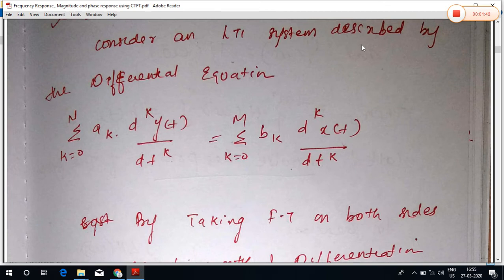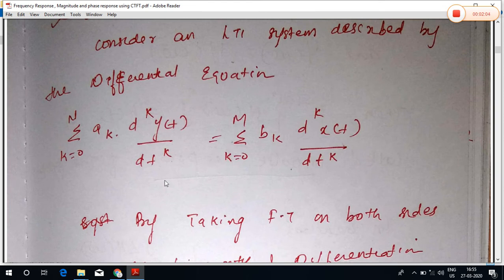We know that if it is a discrete time LTI system, we used to represent it by using a difference equation. So the difference is really clear. For continuous, we use the differential, and for discrete, we use the difference equation that consists of the difference terms. Here you have got the differential term, that is the derivative terms.